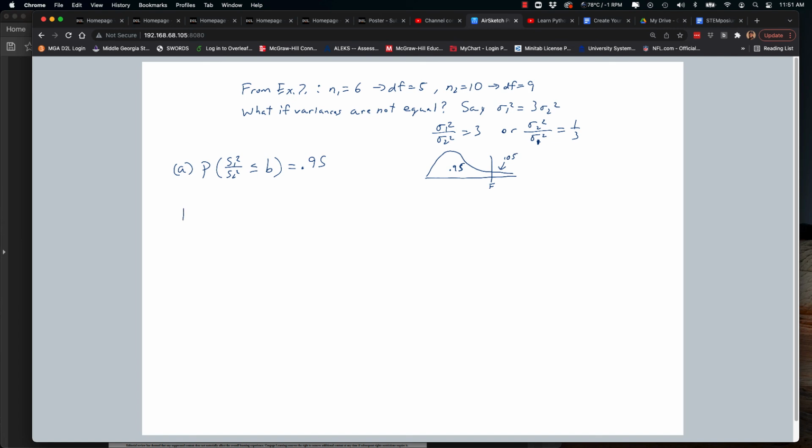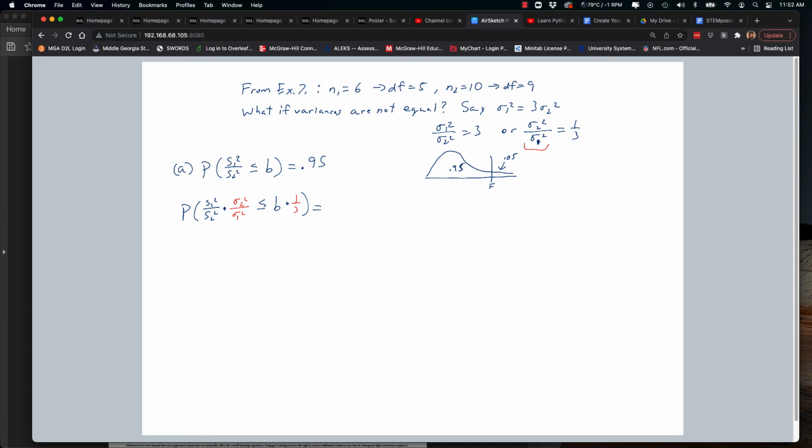And so to correctly do this notation wise, to turn s1 squared over s2 squared into an f variable or into an f value, really I should call it an f statistic, s1 squared, I need to multiply it by the reciprocal of this guy here. So sigma sub 2 squared over sigma sub 1 squared, that will turn that into an f. That must be less than or equal to b times 1/3. That's how we turned it into the proper f distribution here.